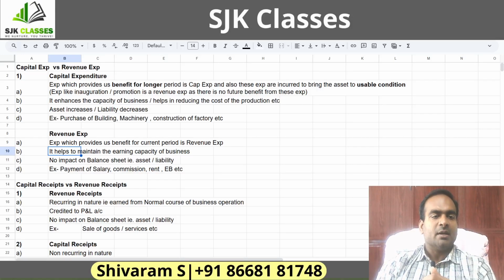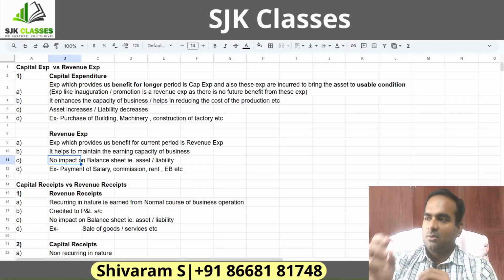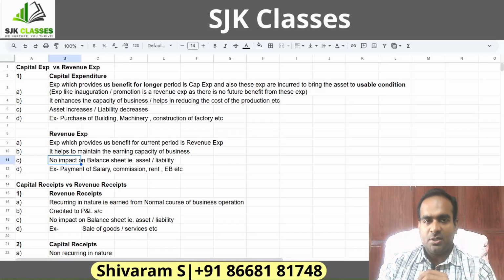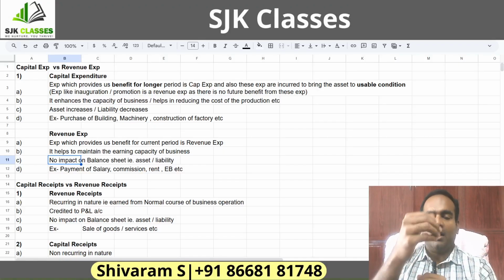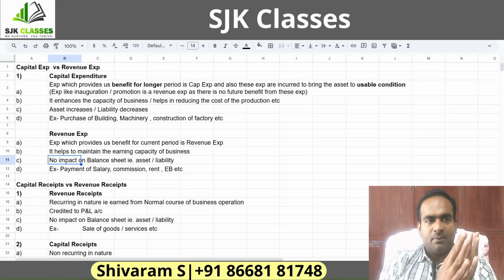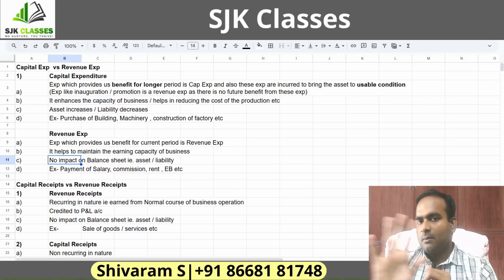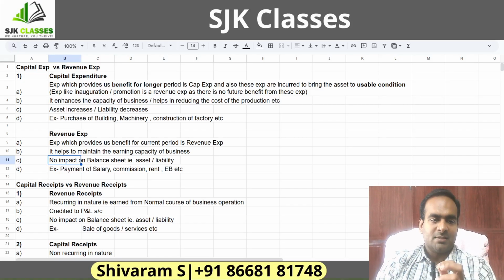So second point is it helps us to maintain the earning capacity of the business. No impact in balance sheet, that is assets or liability. So it will not impact your balance sheet. The impact will be there only in P&L. So it will affect the company's P&L. It will affect the current year's profit and loss. It will not affect your balance sheet position. Example, payment of salary, commission, rent, EB, etc.